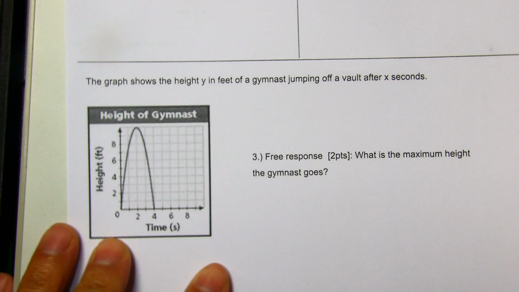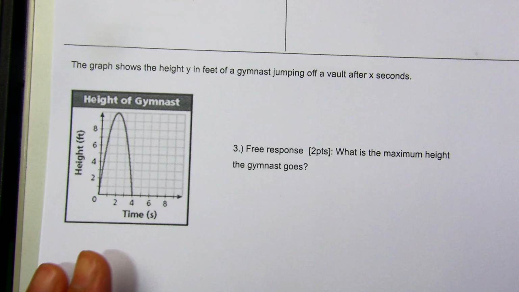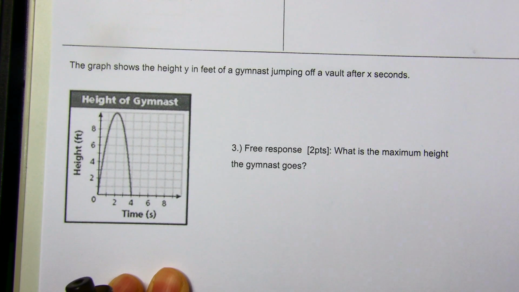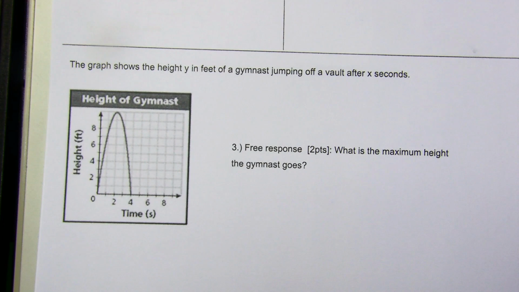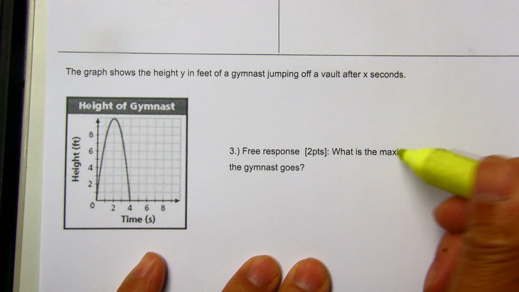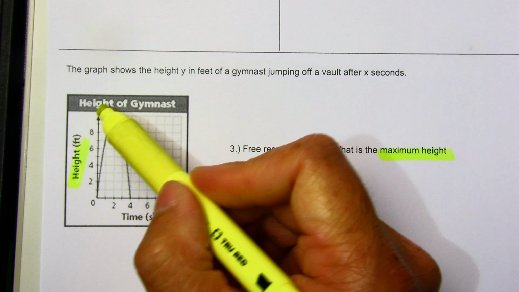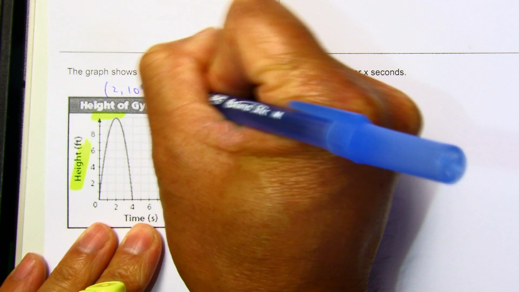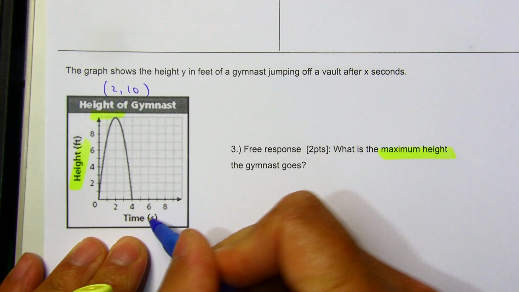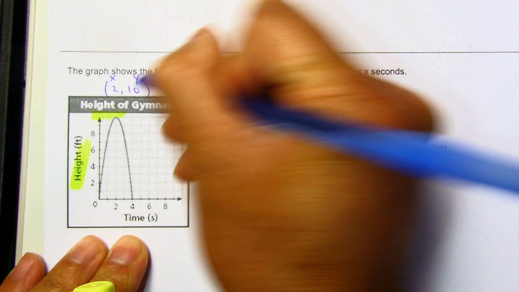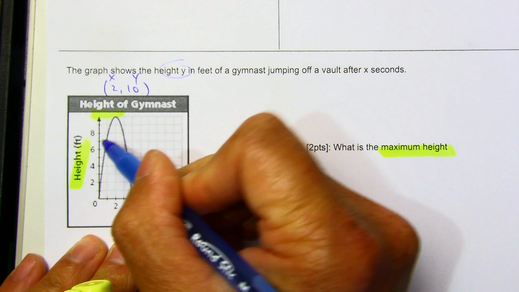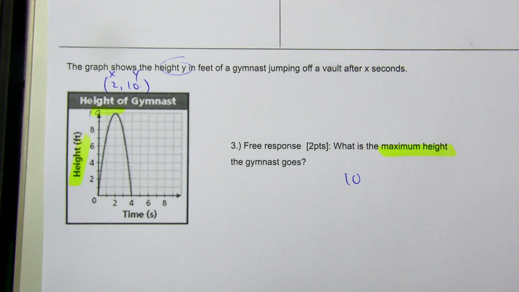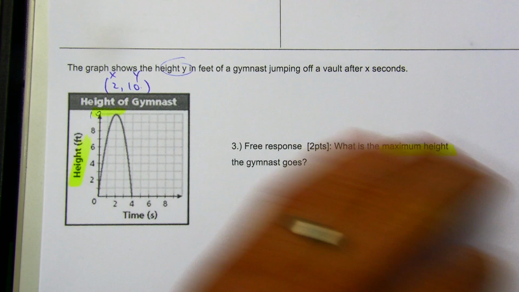Number 4, the graph shows the height y in feet of a gymnast jumping off a vault after x seconds. For your response question, what is the max height? Well, I see the word height, so the highest is here. So this ordered pair would be 2 comma 10. X is time, y is height, so my height here is 10. The answer would be 10 feet. So the back side.